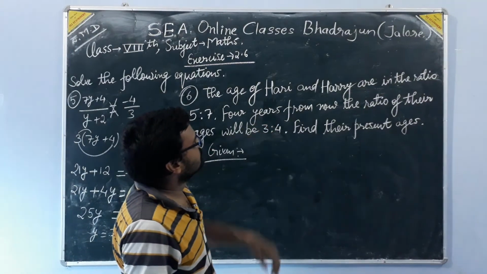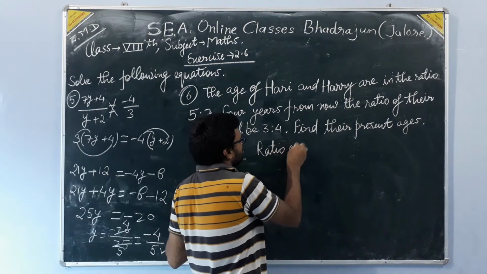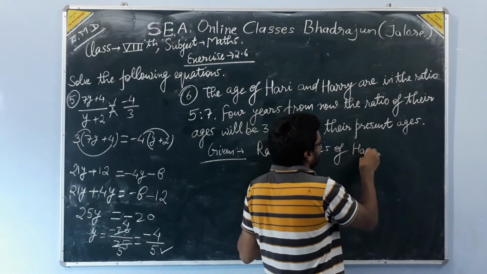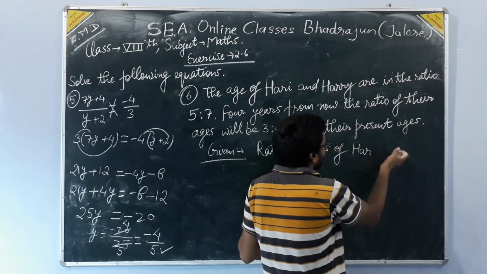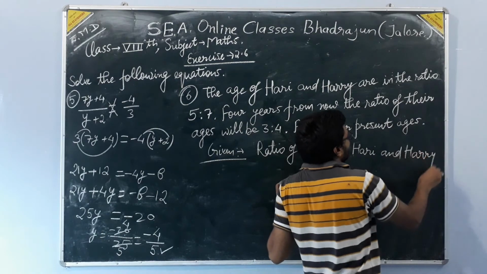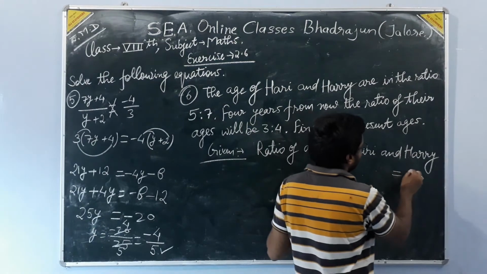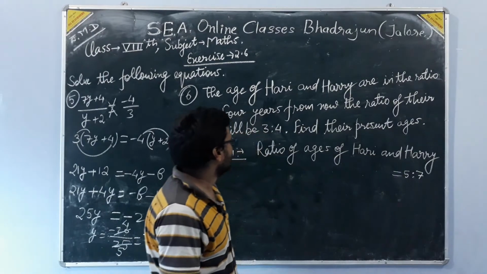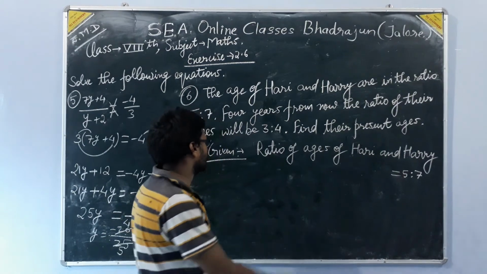तो नाउ वी विल कंसिडर, और फर्स्ट वी विल राइट गिवन रेशियो ऑफ एजेज ऑफ हरी एंड हैरी equals to 5:7. Okay, hence let age of Hari is 5x and Harry is 7x.